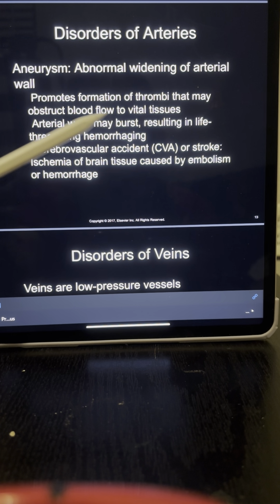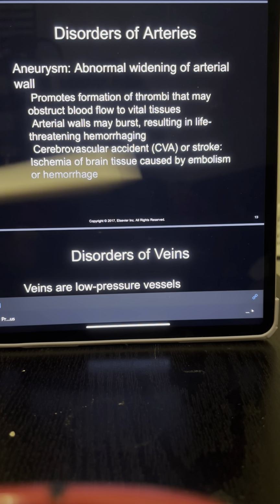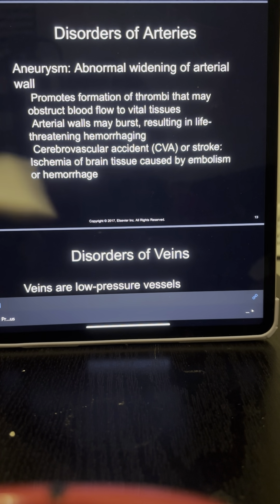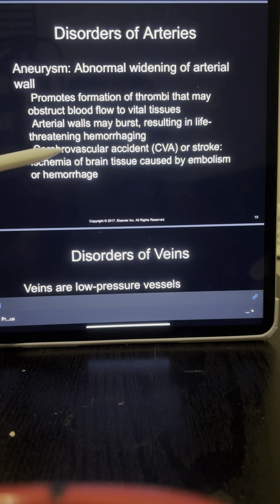Arterial walls may burst, because of that blood clot and the pressure being put behind it, that artery might burst, resulting in life-threatening hemorrhaging, meaning I'm bleeding out. They need to save me quick, because when there's a cut in my circulatory system, because again, it's a closed system, that blood is leaking out. So there's less blood flow going to my organs, and my organs start to shut down.